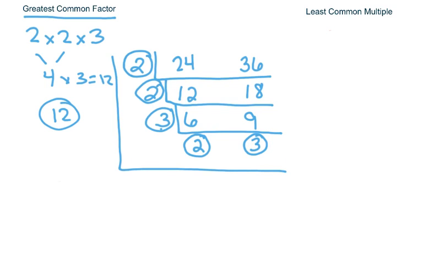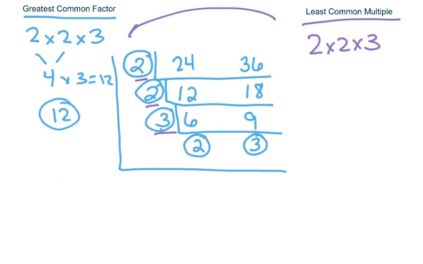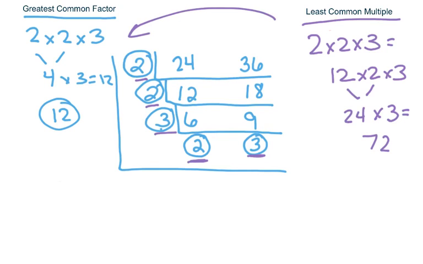Now to find the least common multiple, I'm going to go ahead and multiply all of these numbers. So to find the least common multiple, I'm going to take 2 times 3, which I already know from the other side is equal to 12. And then I'm also going to multiply it by 2 and by 3. 12 times 2 is 24, and 24 times 3, that's right, 72. So my least common multiple is 72.